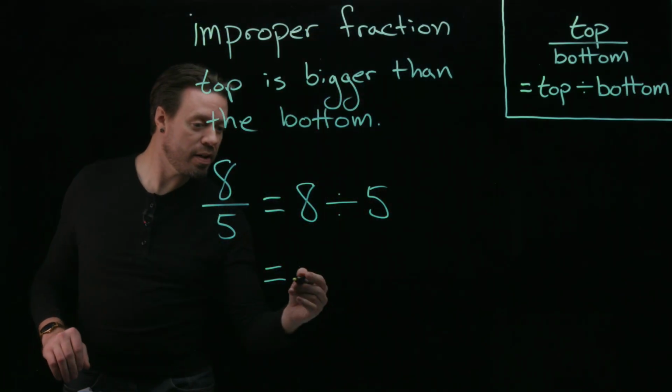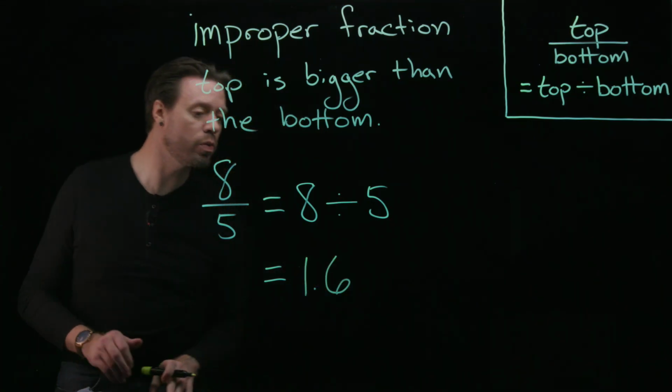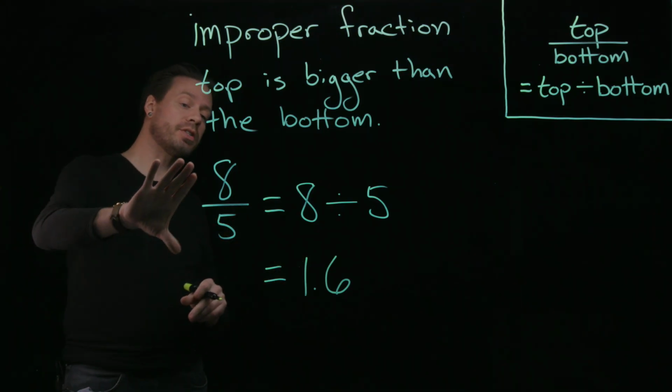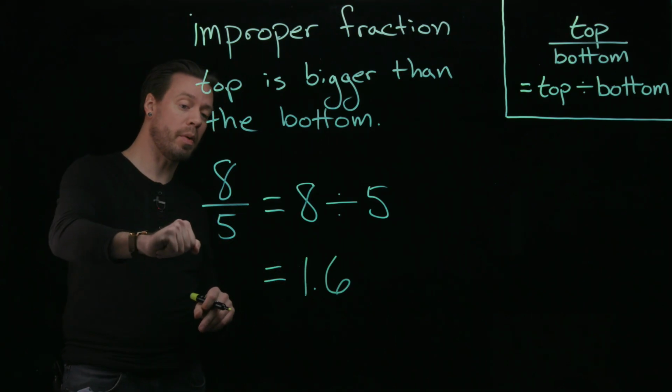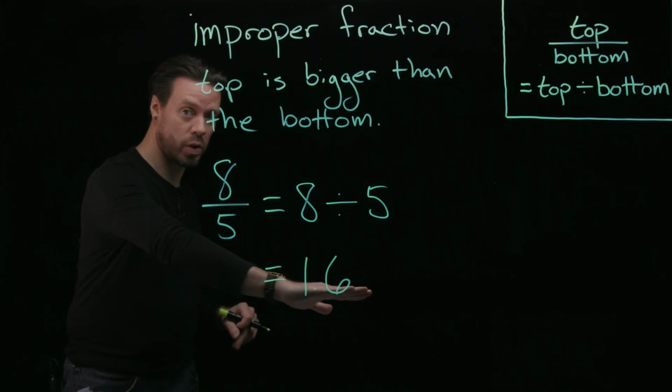Thanks, Eric. And we see then that 8 divided by 5, or 8/5, is equal to 1.6. And this is what happens when we have an improper fraction, when we have something with the top number bigger than the bottom number: we get a decimal value that is bigger than 1.